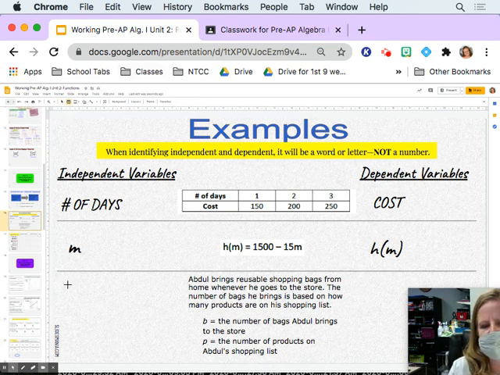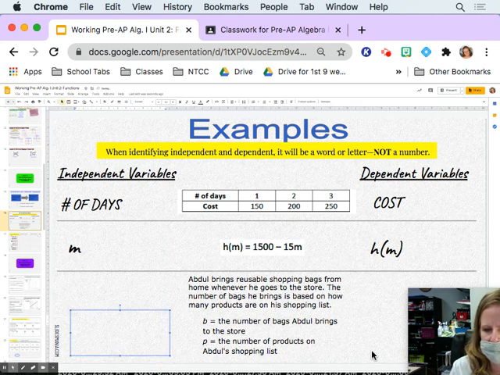Okay, let's look at the next one. Abdul brings reusable shopping bags from home whenever he goes to the store. The number of bags he brings is based on how many products are on his shopping list. Our two variables are B, the number of bags he brings to the store, and P, number of products on his shopping list. So what is our independent variable? Is it items on his shopping list or number of bags he brings? Which one depends on the other?